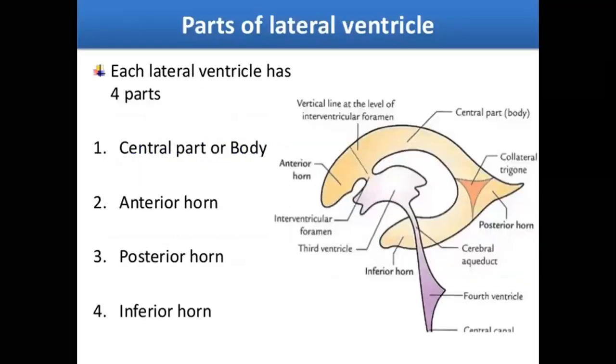Now you see here, it's a diagram from the examination point of view. This whole is the lateral ventricle. So it has the central part, anterior horn, posterior horn, and inferior horn. This is the communication with the third ventricle through the foramen of Monro. Now, the anterior part is the extension into your frontal lobe. Posteriorly, you have the extension into the occipital lobe, the posterior horn, and inferiorly the extension into the temporal lobe, that is the inferior horn.